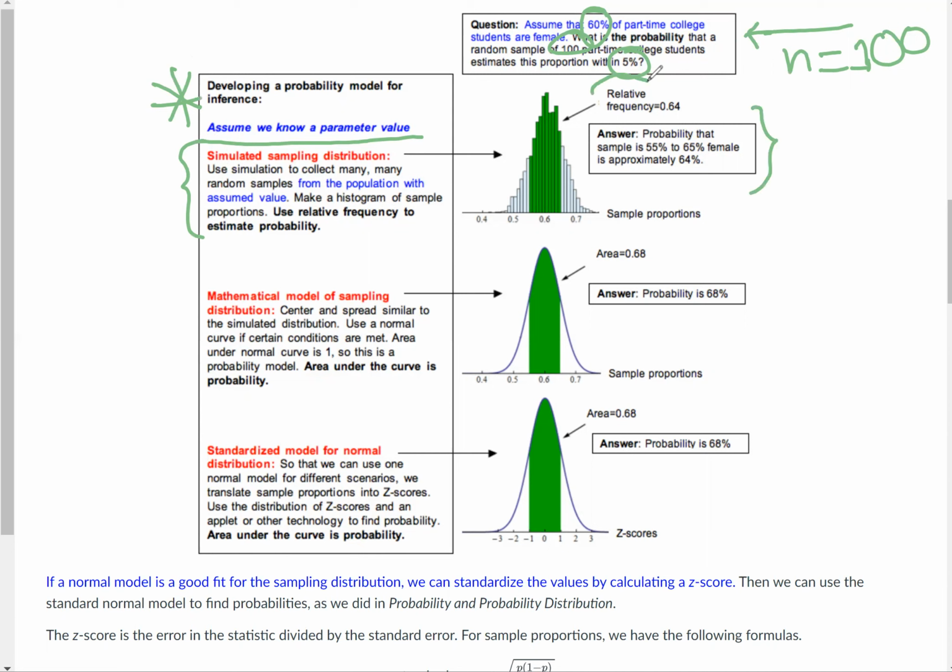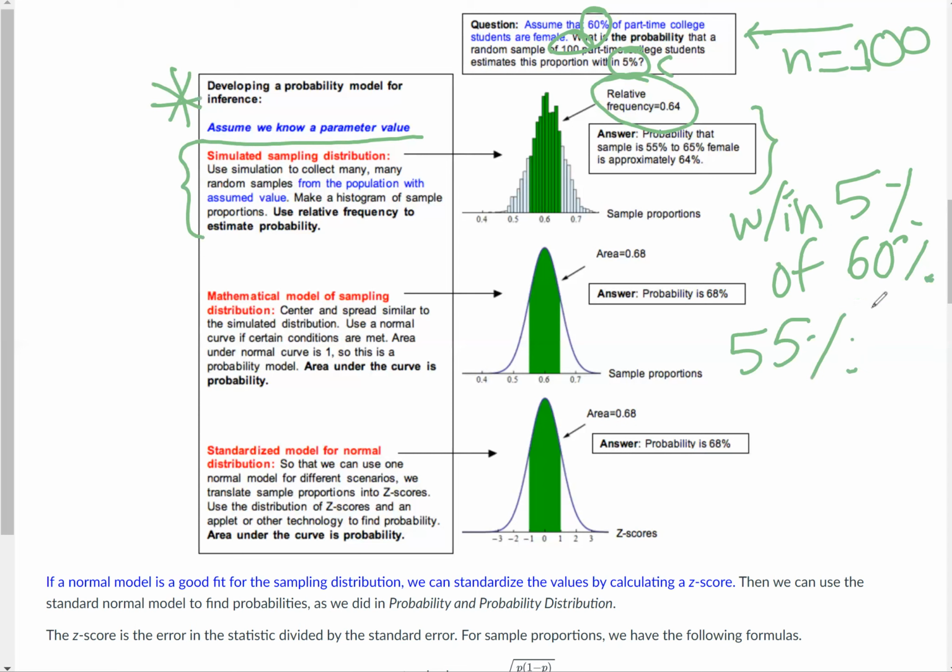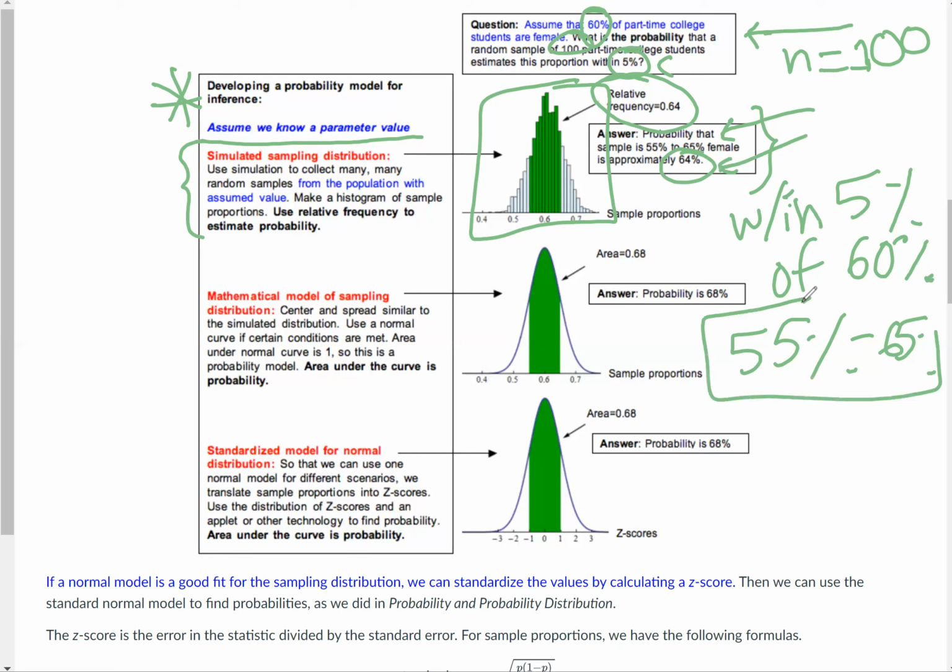So here we go. The relative frequency here is 0.64. The answer is the probability that the sample is within 5%. If you're within 5% of 60%, which is what we're assuming the proportion of college students that are female, it would be 60% minus 5%, that's 55%, and 60% plus 5%, that's 65%. That's where they got those numbers here. The probability that the sample is between 55 and 65% female is approximately 64%. So of all those random samples they took, they graphed them on the histogram, and 64% of those random samples were within that range that they asked about in this question, within 5% of the population.